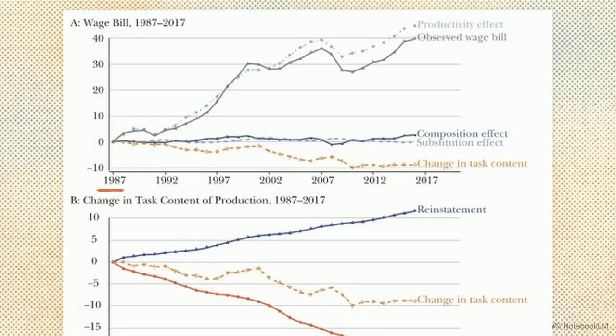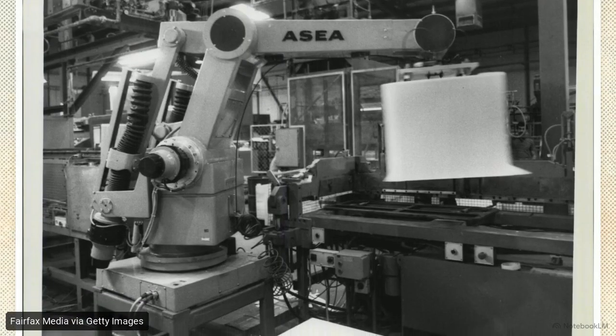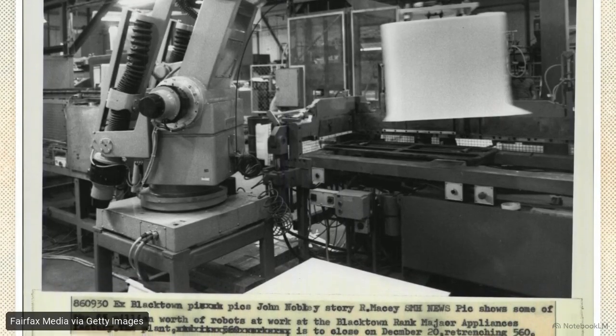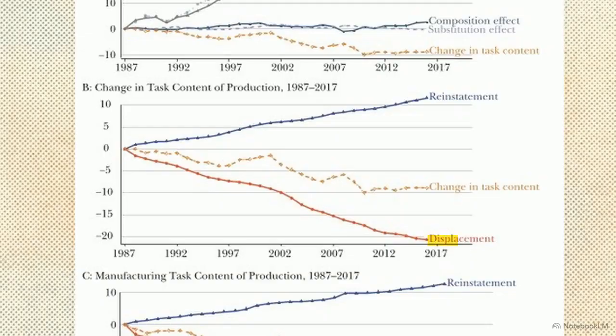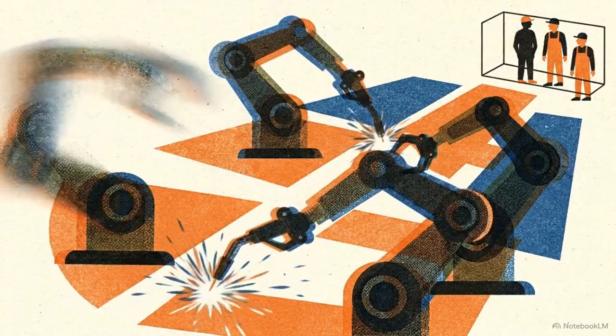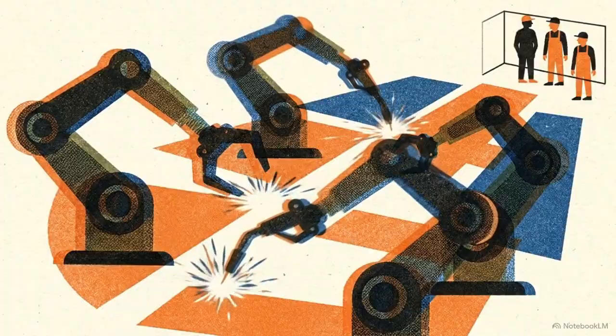Now look at the data starting in 1987. The mechanism breaks. There is a steep plunge in the red displacement line, largely driven by the adoption of industrial robotics and the eradication of routine jobs. But displacement alone isn't the problem. The true culprit is that the blue reinstatement line flattens out, dragging the net task content deep into negative territory. The United States economy experienced a severe deceleration in the creation of new tasks, shifting the overall structure of production heavily against human labor.